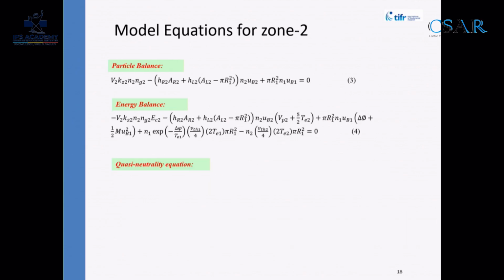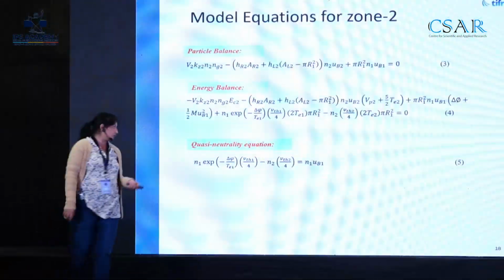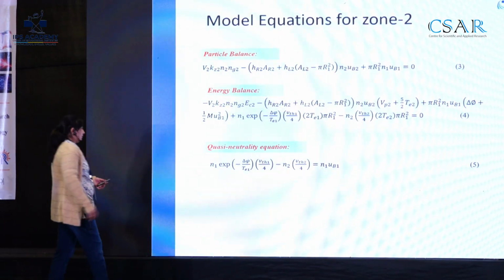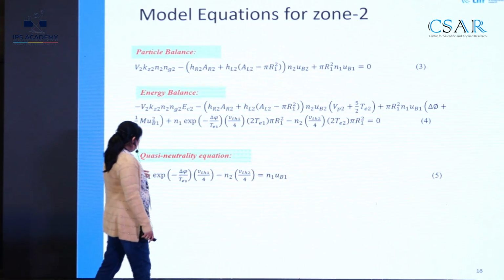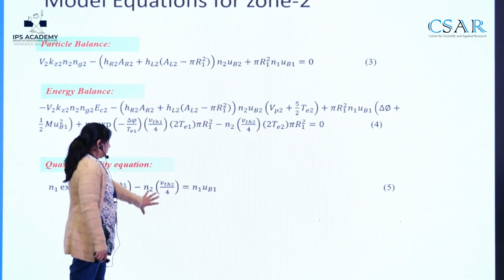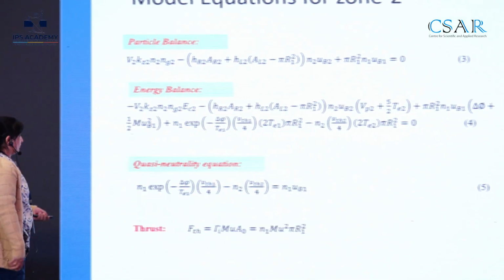So similar equations were written for zone 2, but this time there was no power because all the power was utilized in zone 1. And then the third equation is the quasi-neutrality equation. It tells us that the charge balance, outgoing electrons from zone 1 and incoming electrons from zone 2, should be balanced by the ion flux going from zone 1 to zone 2.